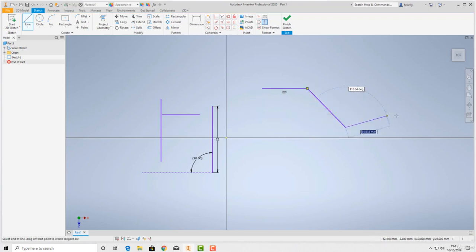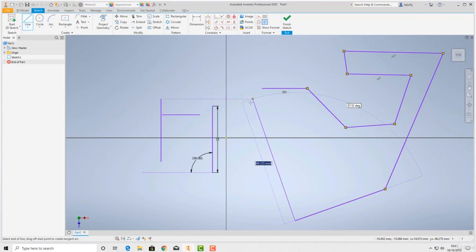I'm going to just do some random geometry. You don't have to draw exactly the same as mine. I'm just going to purposely do some weird lines, okay, maybe like that. And let's see what we've got.